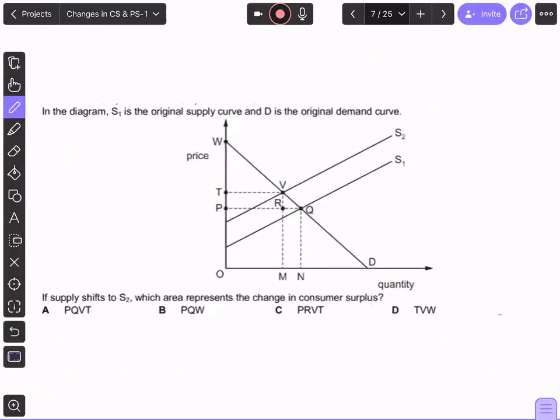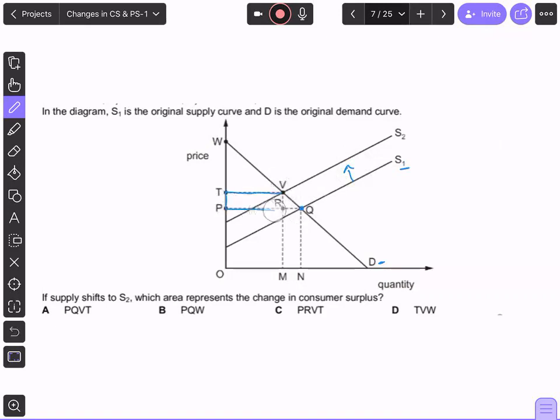In the diagram, S1 is the original supply curve and D is the original demand curve. This is your new supply curve. This is the demand curve. Original supply curve and the demand curve. Yeah. If the supply shifts to S2, which area represents the change in the consumer surplus? Again, अगर supply S2 पे चली गई तो ये हो गया. So which area represents the change? Change कितना आ रहा है?